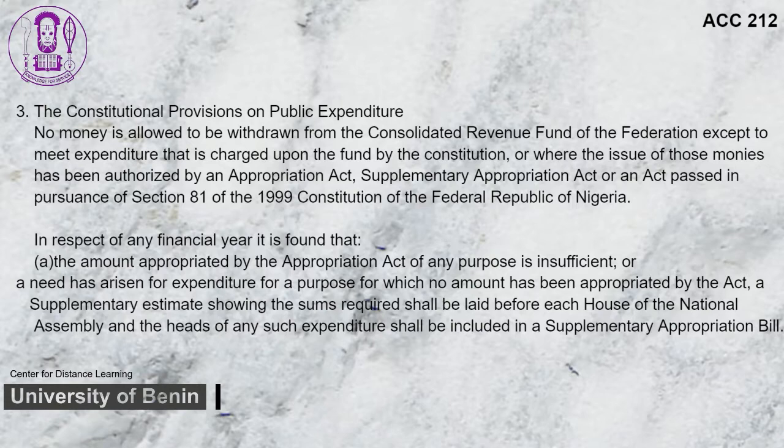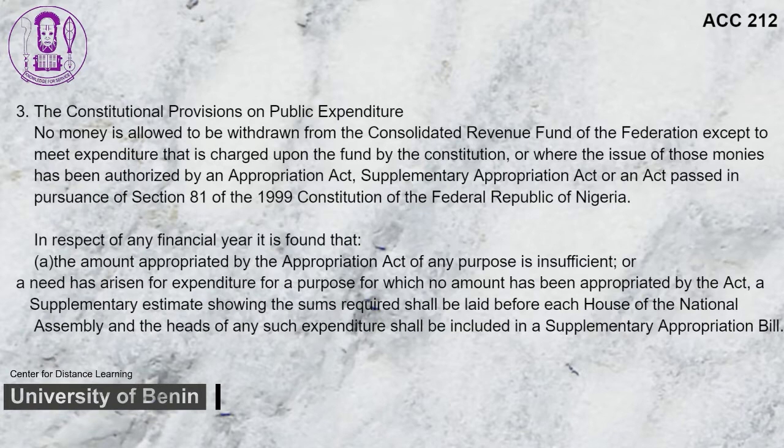No money is allowed to be withdrawn from the Consolidated Revenue Fund of the Federation except to meet expenditure that is charged upon the fund by the Constitution, or where the issue of those monies has been authorized by an Appropriation Act, Supplementary Appropriation Act, or an act passed in pursuance of Section 81 of the 1999 Constitution of the Federal Republic of Nigeria. In respect of any financial year, it is found that a.